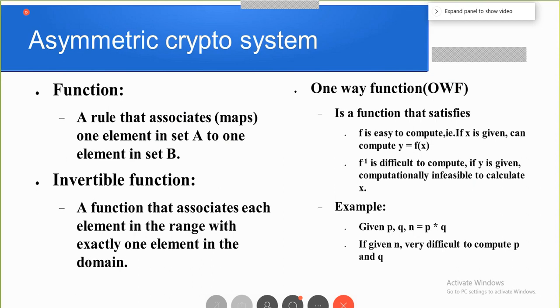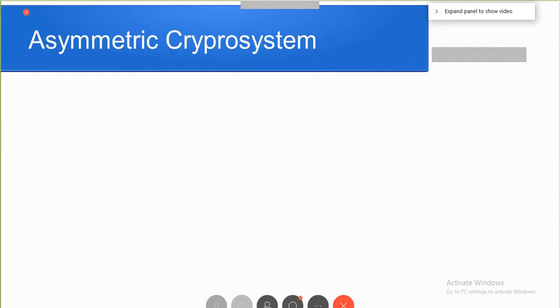Next, there is an example. We are given two large primes, p and q, each of 154 decimal digits. So if we are given p and q, then we can compute n equal to p times q. It is easy. But if we are given n, not p and q, is it easy to compute p and q back from n? No, it is difficult. That is a one-way function.